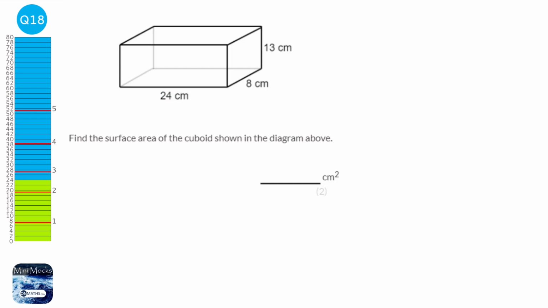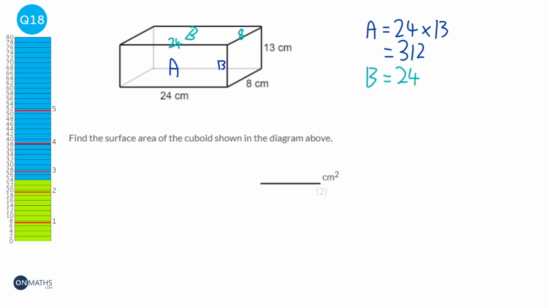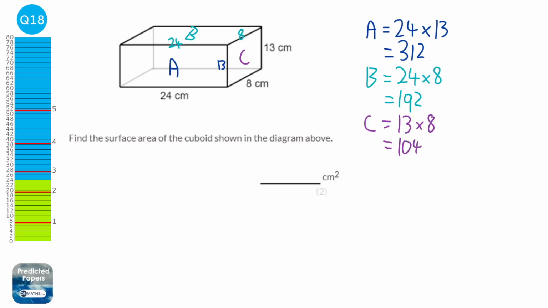To find the surface area of the cuboid, I'm just going to label the faces and do them individually. So we've got A, which is 24 by 13. So we're going to do 24 times 13, which is 312. Next we're going to do B, which is this one at the top, and it's 24 across and 8 is the length. So 24 times 8, which is 192. And finally C on this side here, which is going to be 13 times 8, which is 104. Now notice that the faces all have the exact same face on the opposite side. So this one at the back is also A, this one at the side is also C, and the one at the bottom is also B.